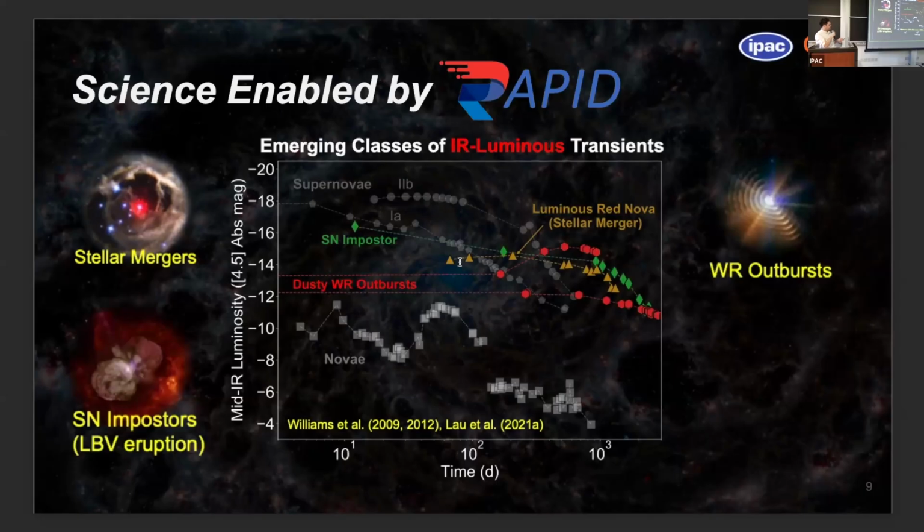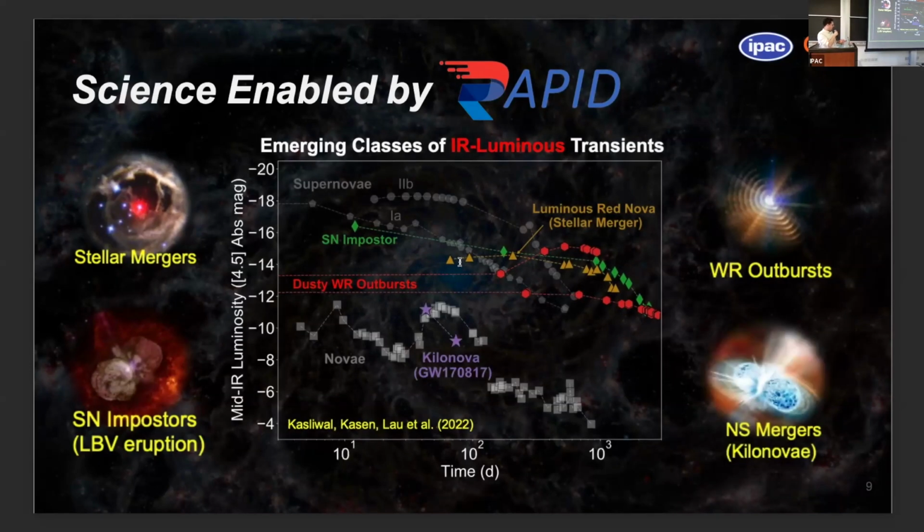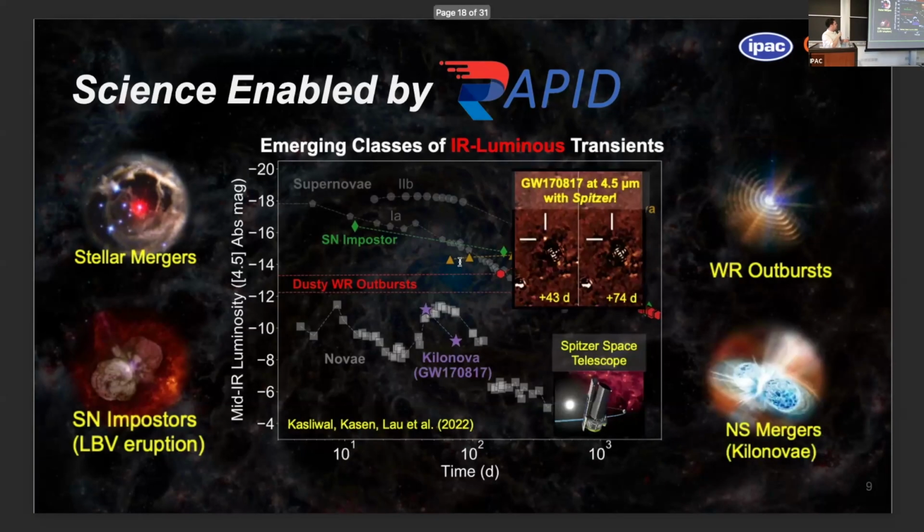Wolf-Rayet binaries, which are massive hydrogen-poor stars orbiting each other, if they have elliptical orbits, when their winds collide as they come close to each other, the shocks formed in those colliding winds can also form dust and produce infrared outbursts. And then, of course, as well, neutron star mergers can give rise to radioactively powered transients like kilonovae, which can also have their SEDs peak in the infrared. So this is just an example of the kilonova associated with GW170817 detected by Spitzer, several weeks after the discovery of that event.